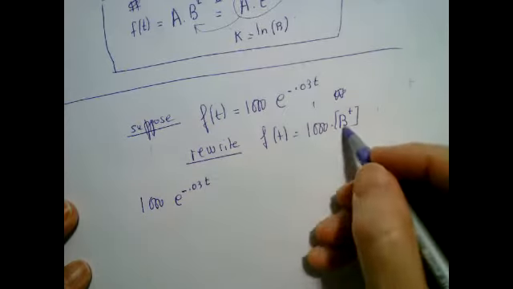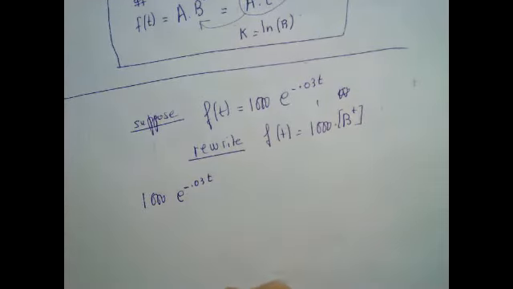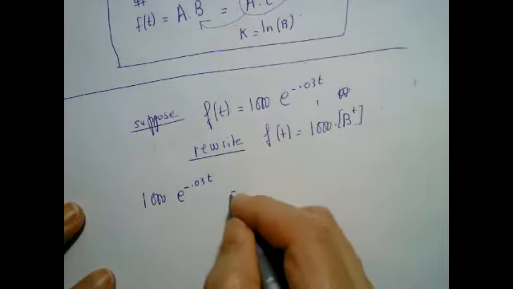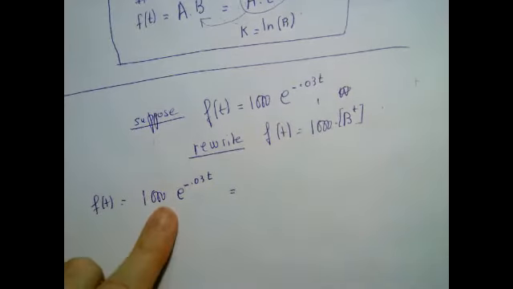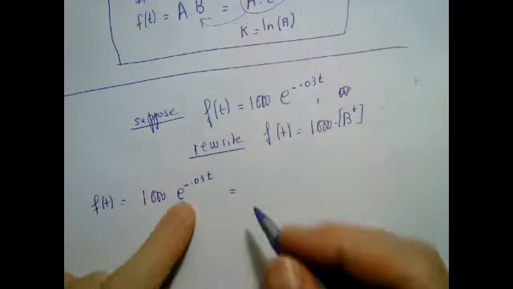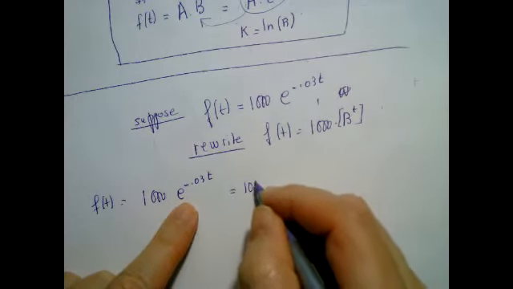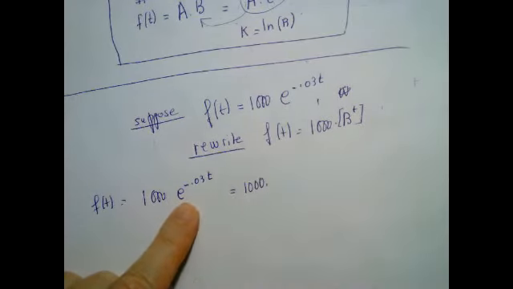And I'm going to write it as b to the t. So I want this e to go away. So how am I going to do this? Watch carefully how we're going to do that. I'm going to rewrite this as 1000. I'm not going to change this piece.